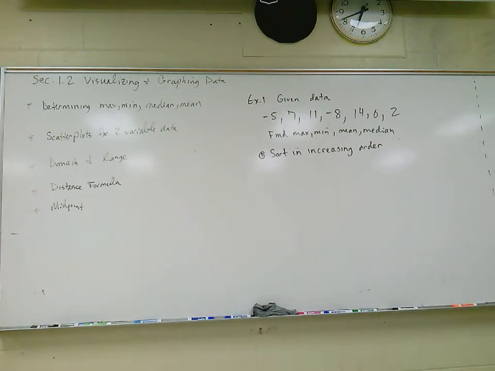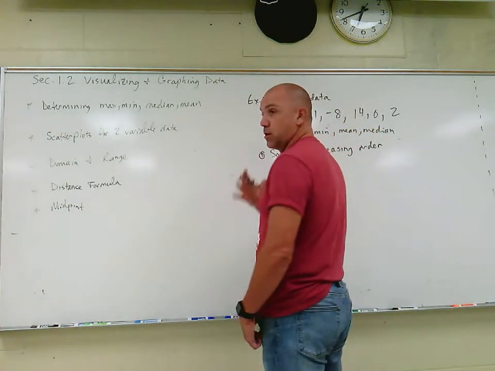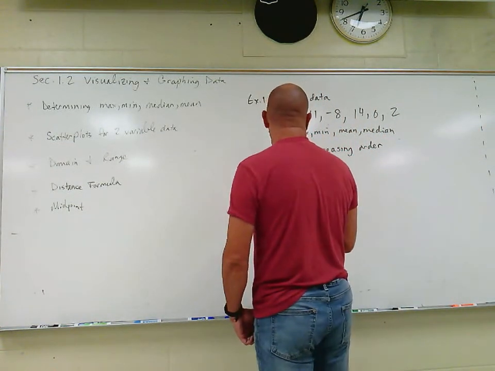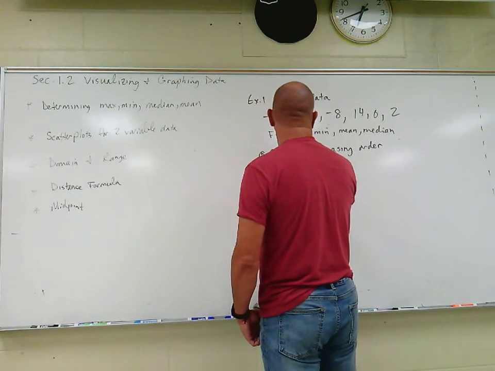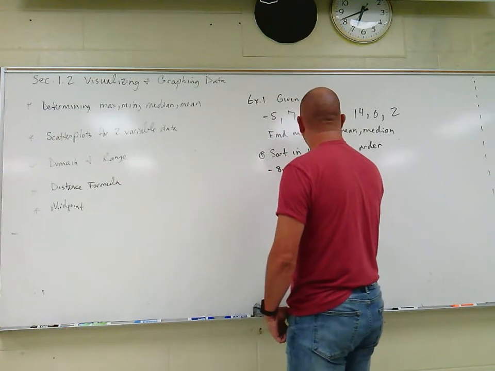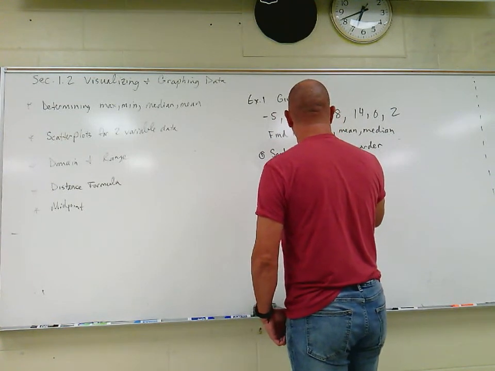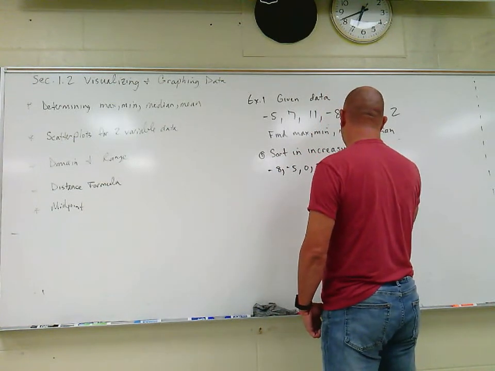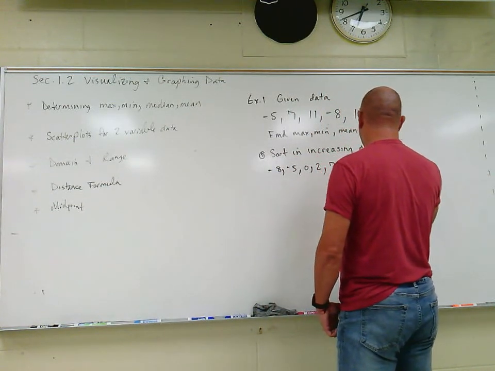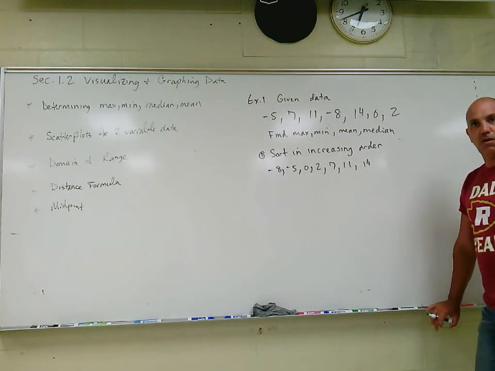All right. So you tell me what to write. We'll write it in increasing order, and then we're going to input this data on the calculator. I can show you what it will do. So what's the first number we would write? -8. Then -5, then 0, 2, 7, 11 and 14. All right, very good.